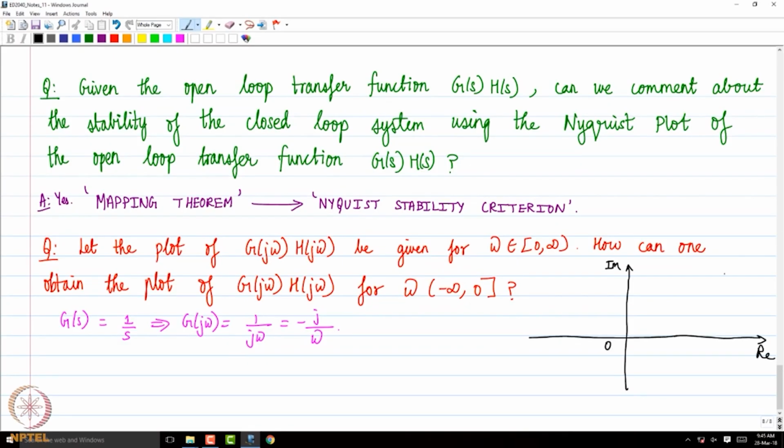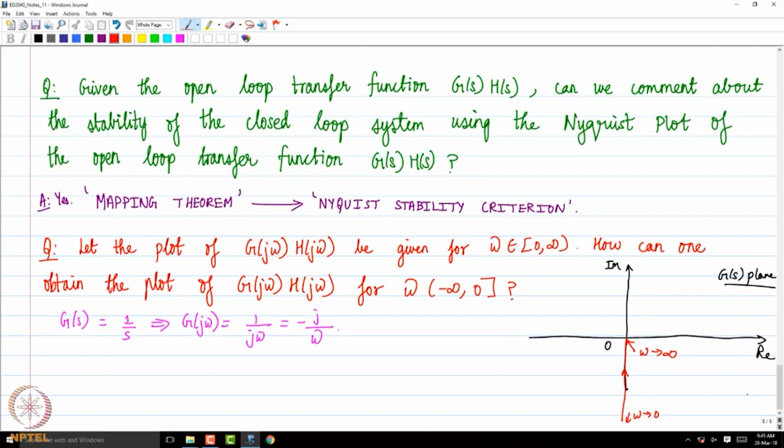Let us plot. What was the Nyquist plot when it came from 0 to infinity? As it reached infinity, where did it go? We did it yesterday, right? The Nyquist plot was the negative imaginary axis. This was omega tending to 0. This is omega tending to infinity. Let us say it is the other way around. What will happen?